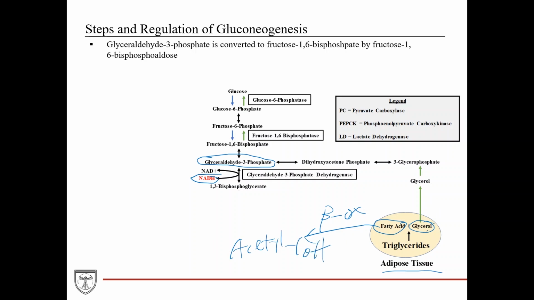And then the glycerol that's broken down in that process can also contribute to gluconeogenesis. So it enters here, and then it's converted to 3-glycerophosphate, which is then converted into dihydroxyacetone phosphate, which, if you remember from our glycolysis lecture, is rapidly converted to glyceraldehyde 3-phosphate. And so that's another way that fatty acid metabolism also contributes to gluconeogenesis. Again, you can see where all these processes are tied together. Now that you have glyceraldehyde 3-phosphate, that gets converted into fructose 1,6-bisphosphate by the enzyme fructose 1,6-bisphosphoaldolase.